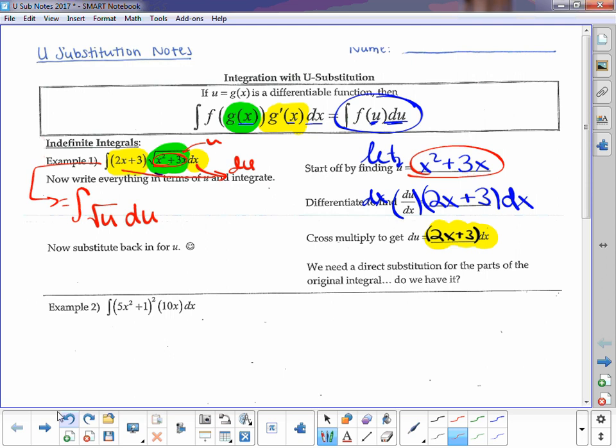So again, as Musa asked, we are choosing what we want u to be, but we're choosing wisely. We want to choose that inside piece of our composition. And that's the nice thing with u-substitution: if you choose the wrong thing, you'll find when you try to substitute into your integral, you still have pieces left over, so you chose the wrong thing. We never want to have an integral that has both u's and x's in it. It should be all in terms of x, or all in terms of u.